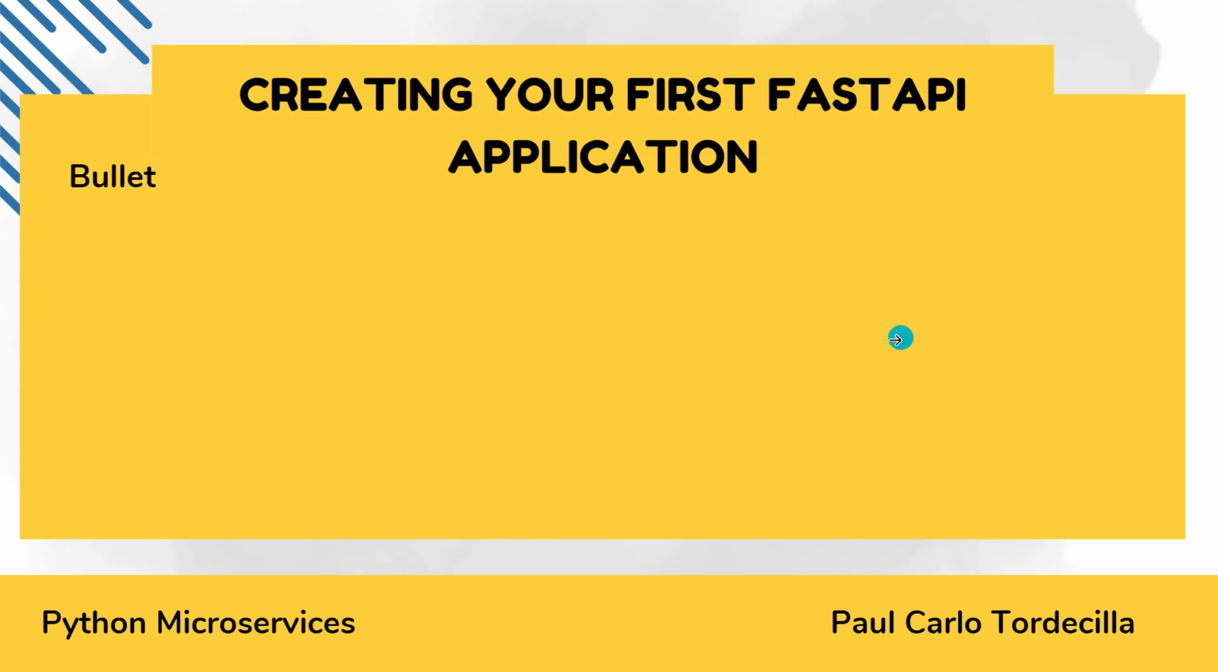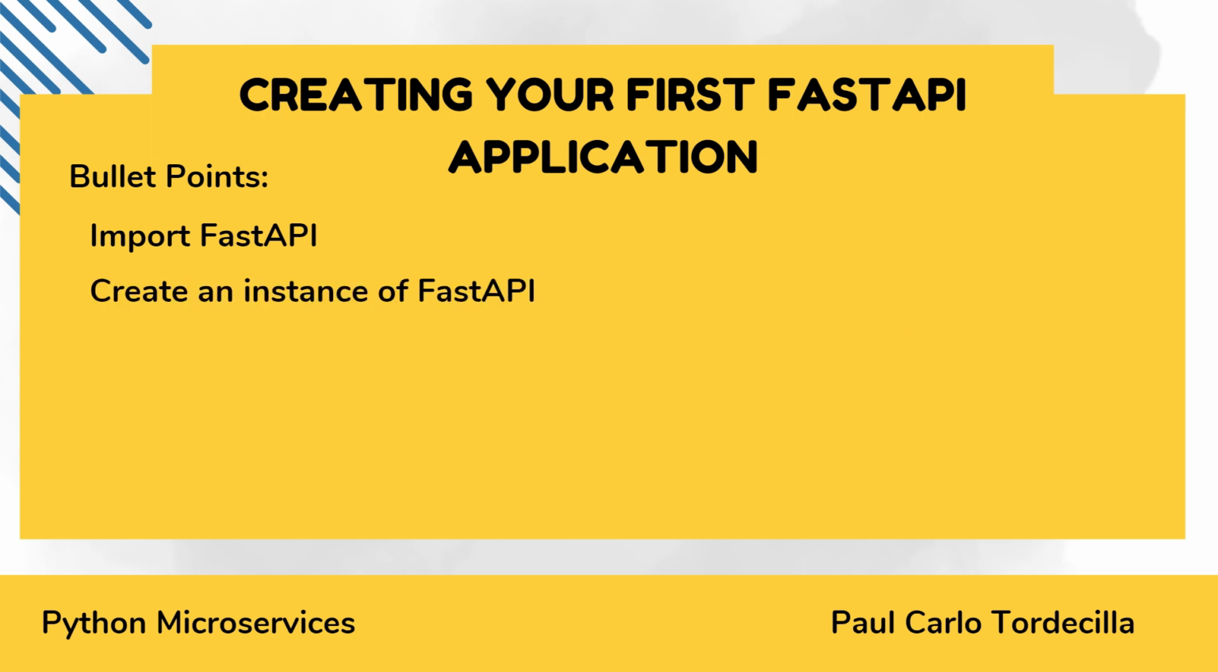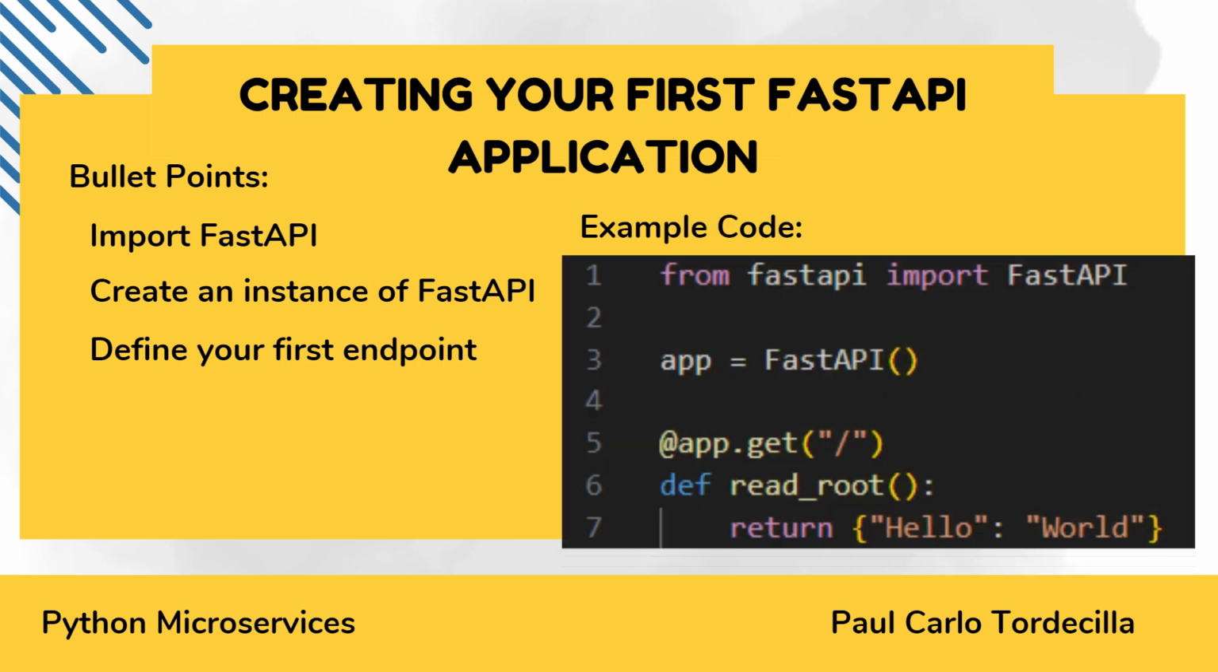Let's create our FastAPI application. First, import FastAPI and create an instance of it. Then, define your first endpoint using the app.get decorator. This will create a route for the root URL that returns a simple JSON response.